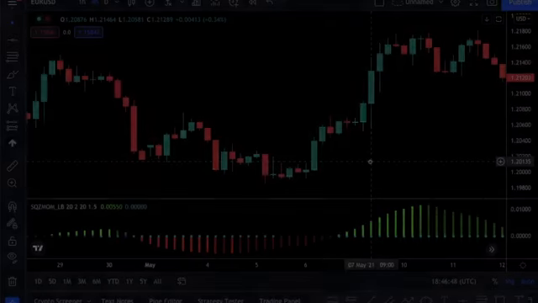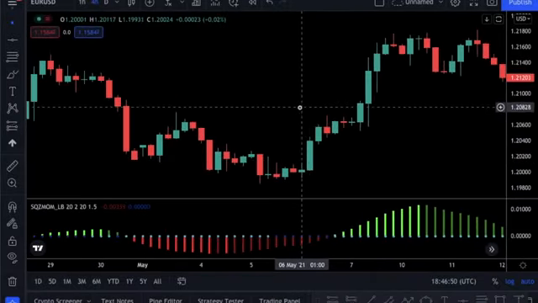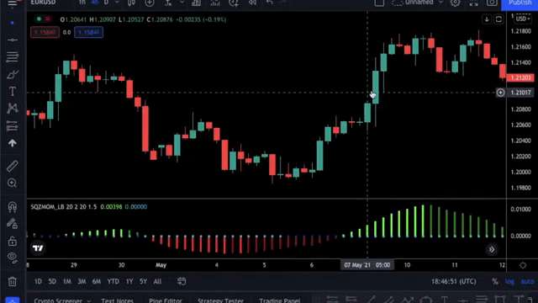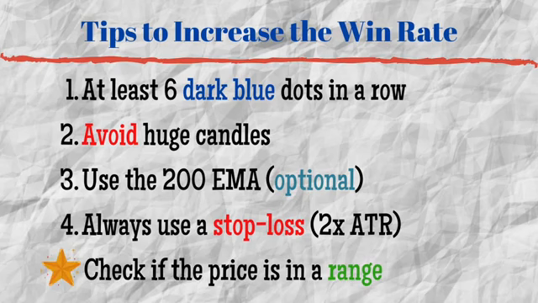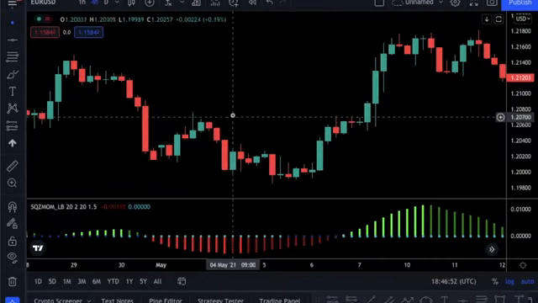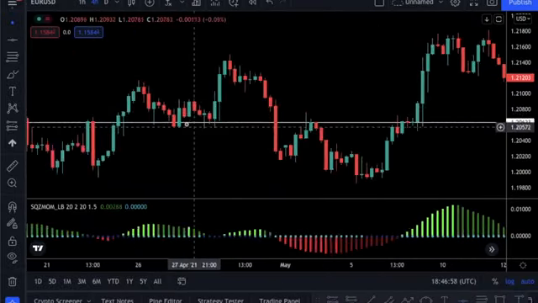So let's check some entries together. Here you can see a perfect long example on the chart. Let me explain what is a perfect entry. You will understand after we check our rules. We will start with our last rule, since it is the most important thing to check. Notice that there is a resistance level here which acted as a support previously.